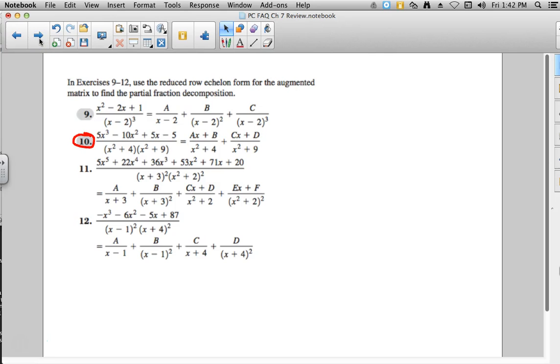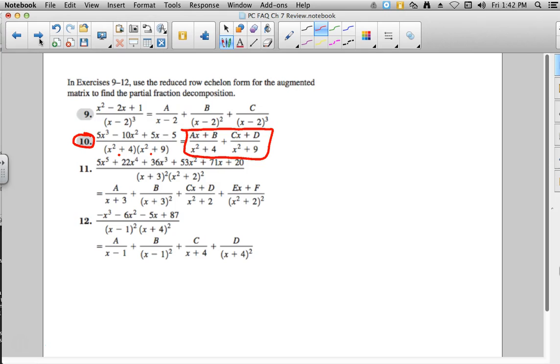All right, number 10 says, use the reduced row echelon form of the augmented matrix to find the partial fraction decomposition. And the good thing about number 10 is they've practically handed us how we have to set that up. I mean, that's saying, hey, this is what you do. Now, we would have found that out anyway ourselves because we see here are our denominators, and neither one of those is reducible. Those are irreducible quadratics.